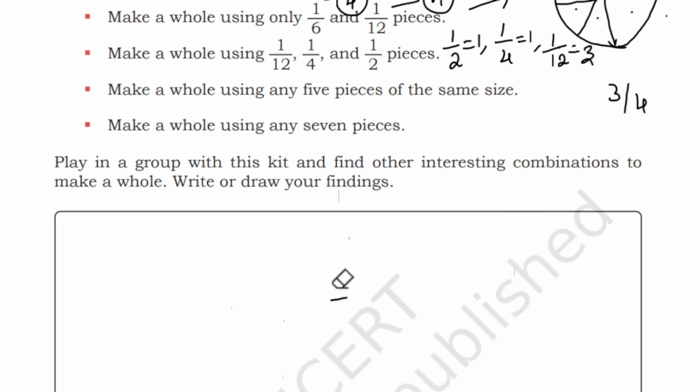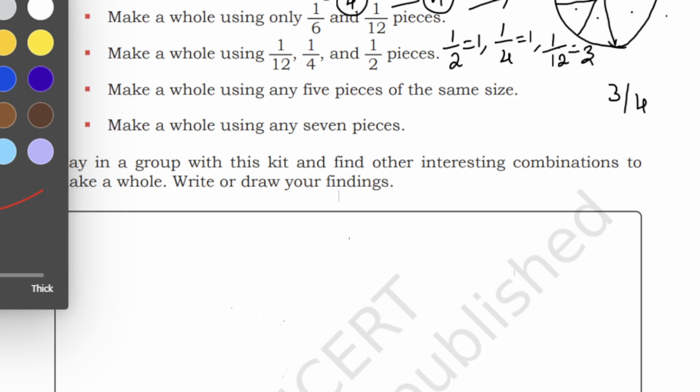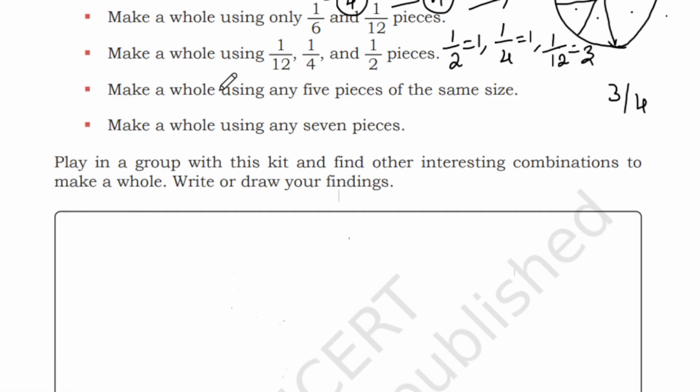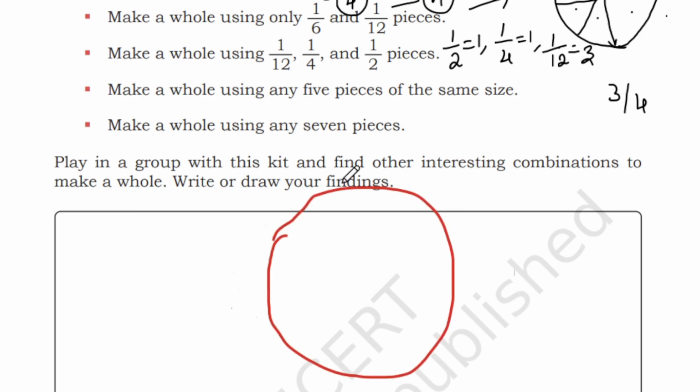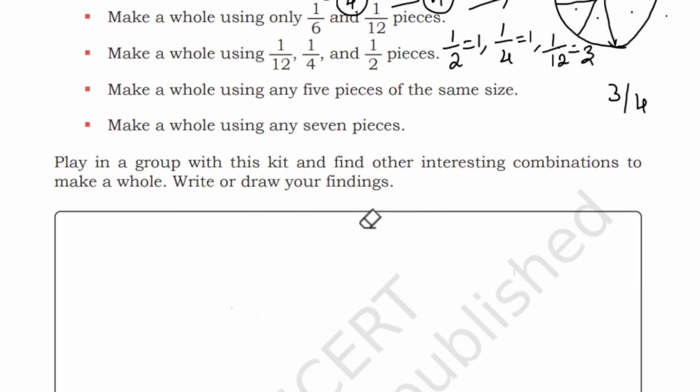Okay, I'm erasing out. Next, make a whole using any 5 pieces of same size. Any 5 pieces of same size, you have to make a whole now. It's just like 1 by 5. So I'm going to draw a whole. One minute, student. I have an image, right? In that we can see the 5 parts very easily. 1 minute, I'll show you that.